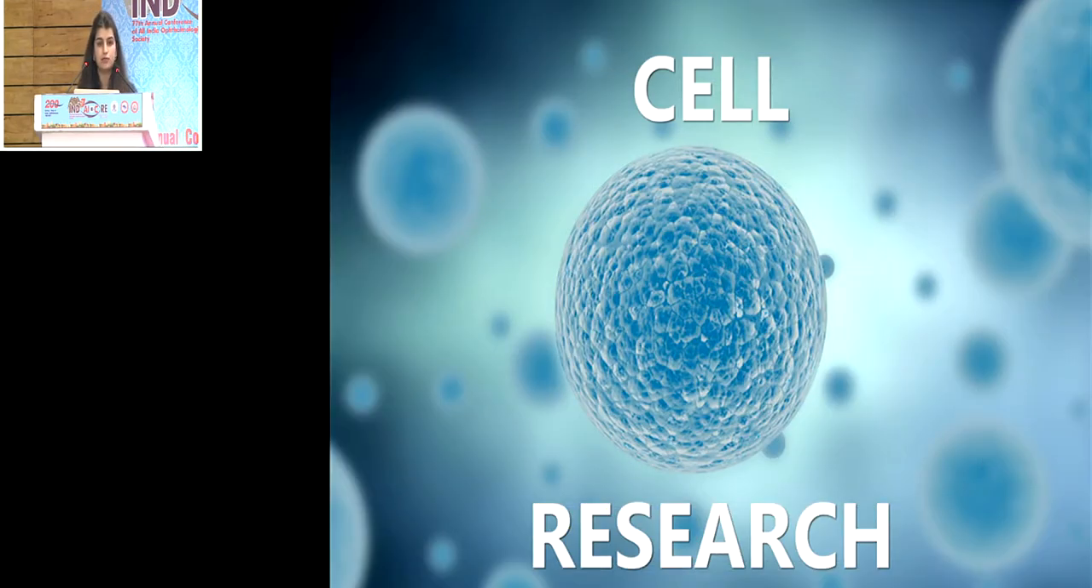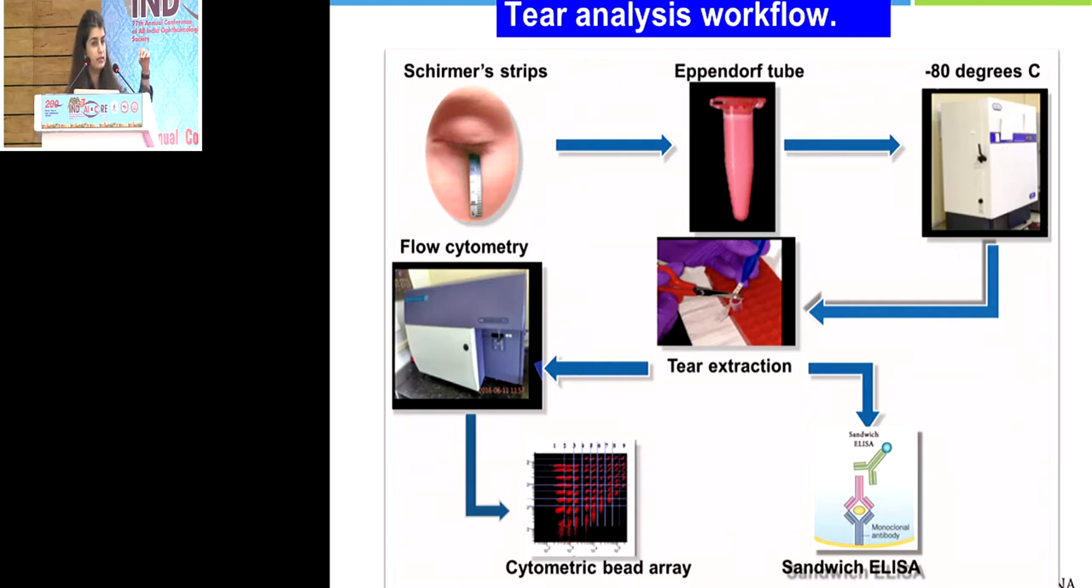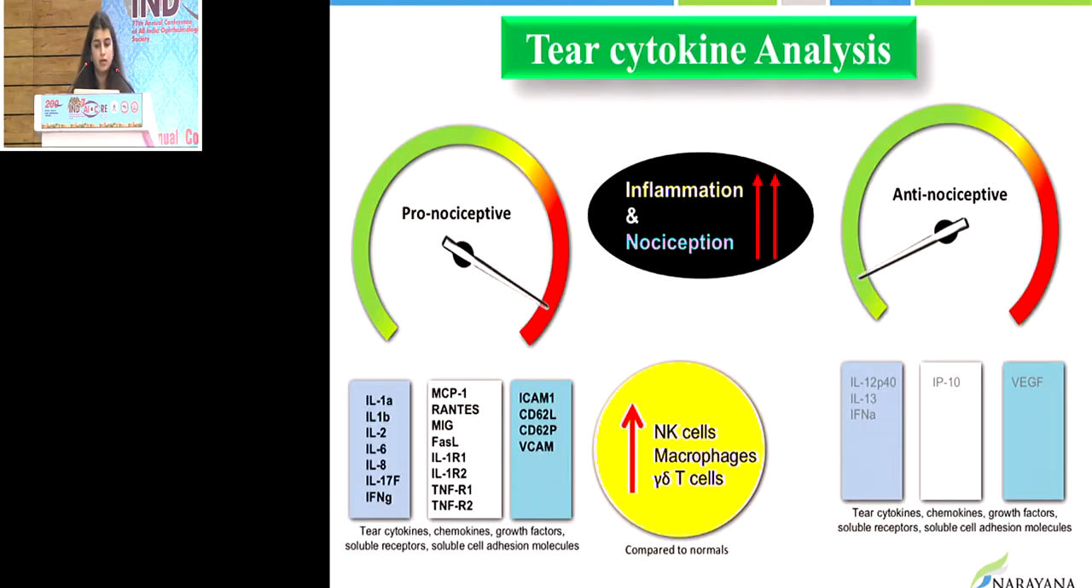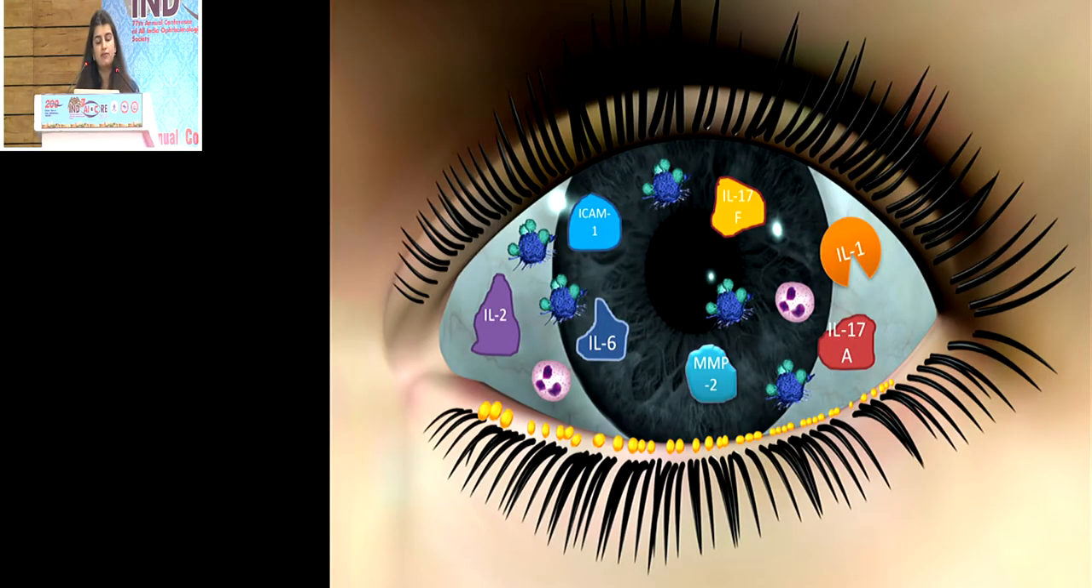So we looked at the molecular signature. We collected the tears, put them in sterile microfuge tubes, and stored them at minus 80 degrees. They undergo tear extraction, and depending on what we are looking for, either flow cytometry or tear proteomics. The tear cytokine analysis on flow cytometry, in this case, shows increased inflammation and increased factors which cause nociception. The anti-nociceptive factors go down and the pro-nociceptive factors go up, which explains why the patients experience pain.